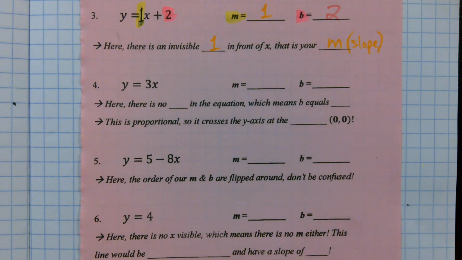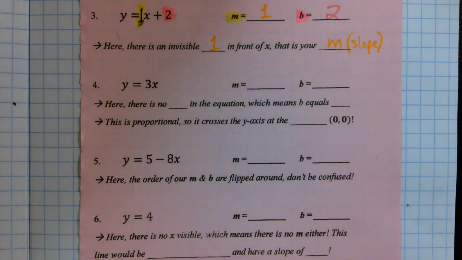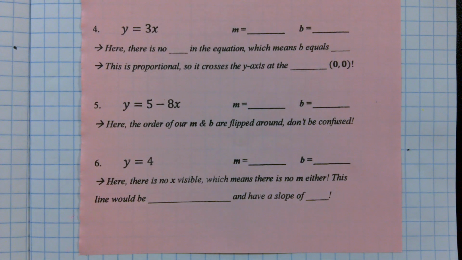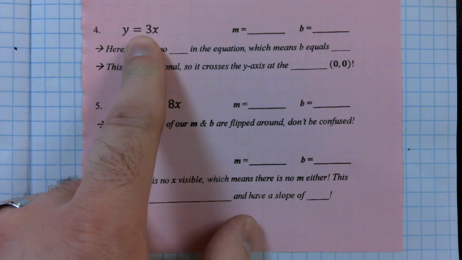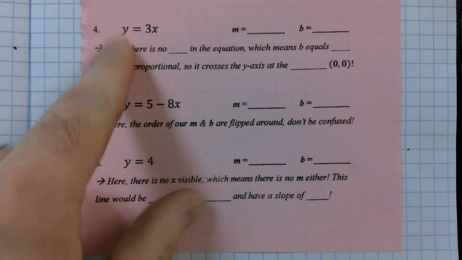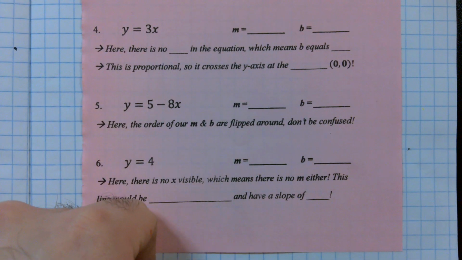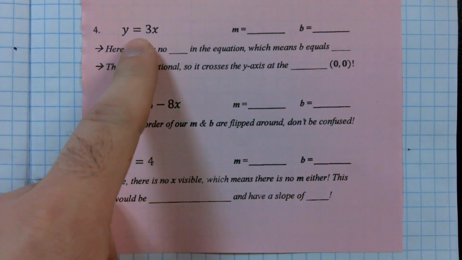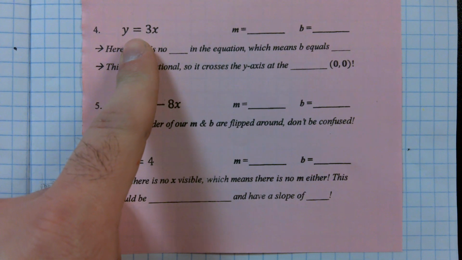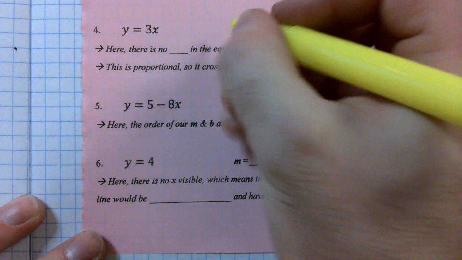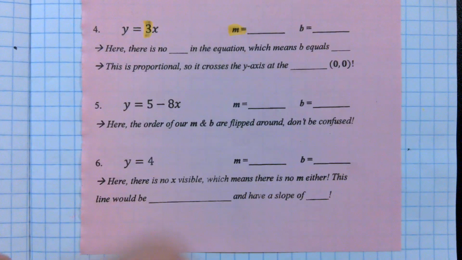So these special cases are going to get a little bit more difficult, so I want to make sure we're paying attention. Okay, for number 4, the first thing I'm looking for is my number in front of x. What do we have in front of x, Tariq? We're looking at number 4. 3. That's in front of my x, so is that my m or is that my b? That's my m. So I'm going to highlight my 3.